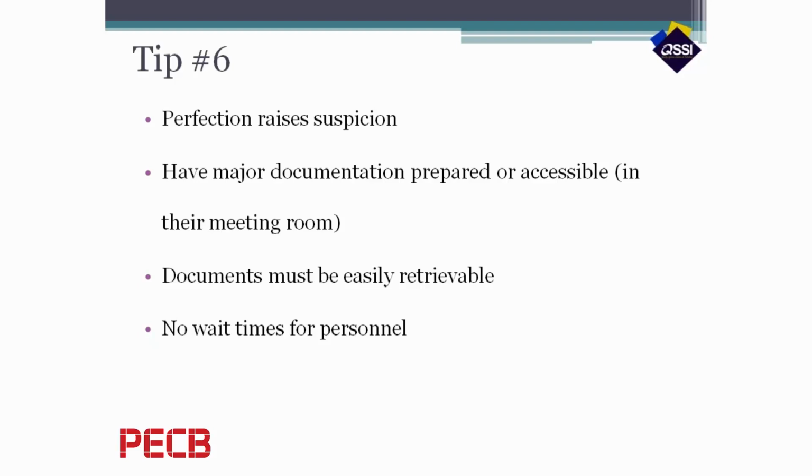Another tip is that perfection raises suspicion, because I've never seen a perfect company in my years of auditing or consultancy. So if there was a mistake, just show how you implemented the corrective action. It's not perfect. Good things are planned, but bad things happen. If you have a perfect system, where it's tick, tick, tick, everything is hunky-dory, I would really want to see a company like that. But up until now, I've never seen that. So perfection to me raises some suspicion.